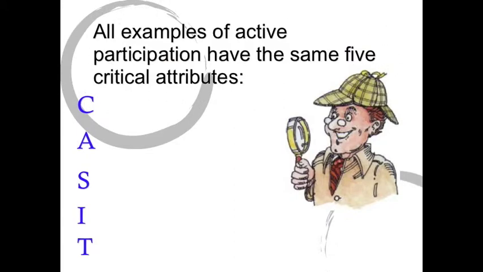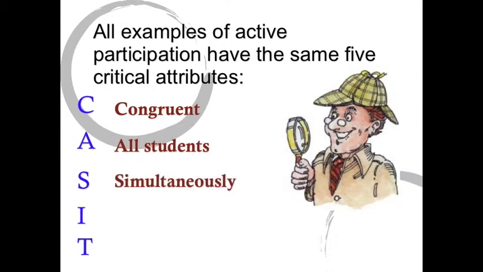In fact, the mnemonic device CASE IT will help you identify the 5 critical attributes that let you know true active participation is happening in your classroom. All examples of active participation have the same 5 critical attributes. C. They are congruent with the objective being taught.